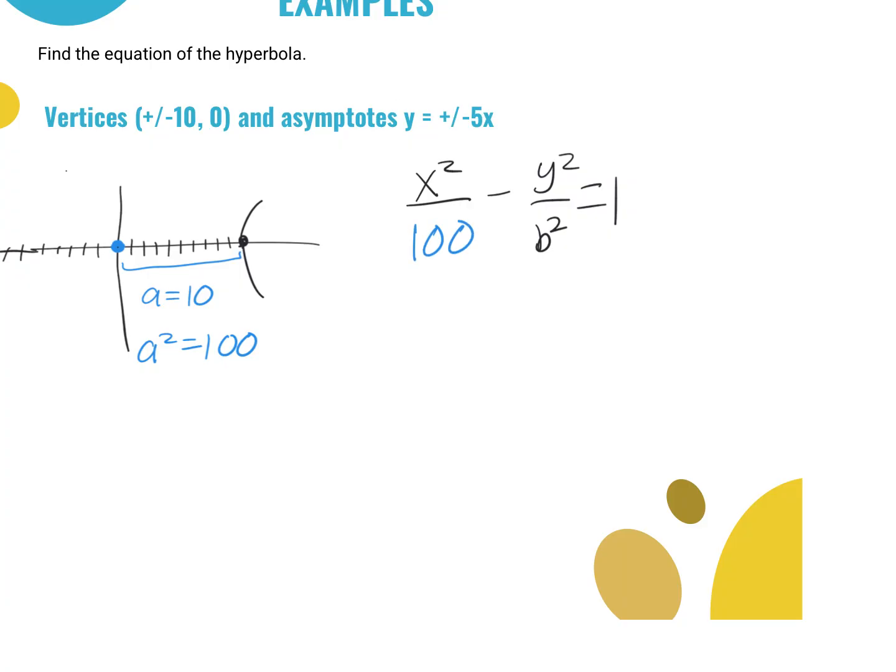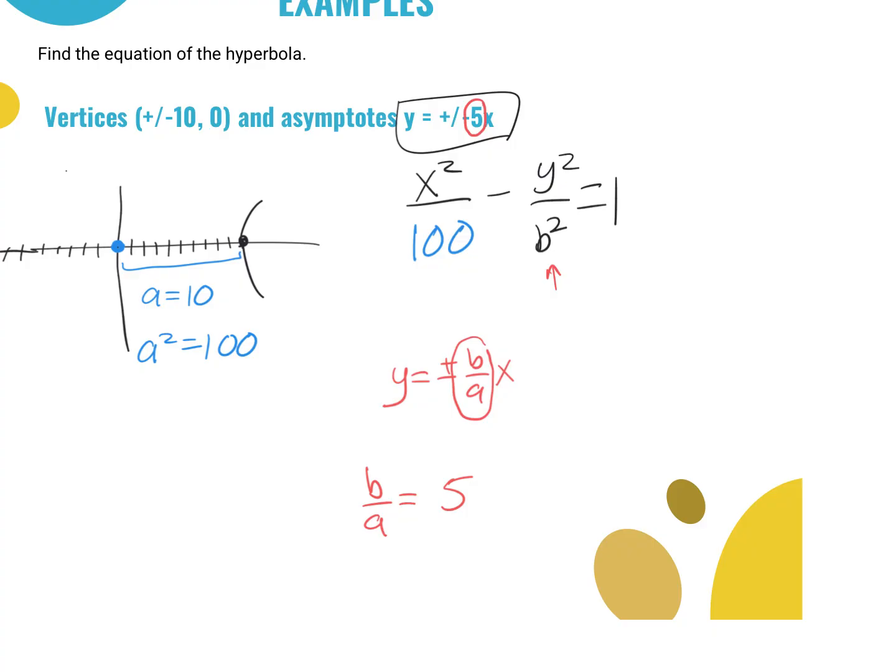The other thing that we need is our b value, but we have asymptotes. And remember, since it is a horizontal hyperbola, b goes with y, and that would make this asymptote equation plus minus b over a x. So that means that b over a has to match that 5. So let's do b over a equals 5.